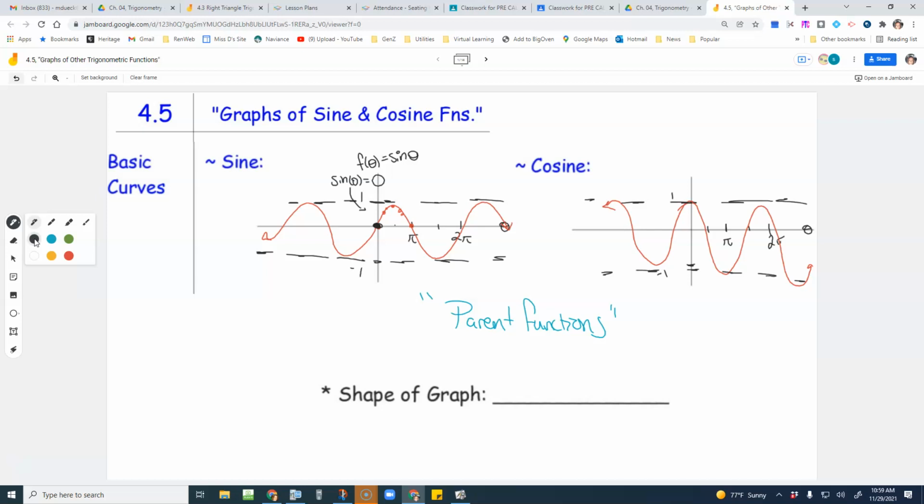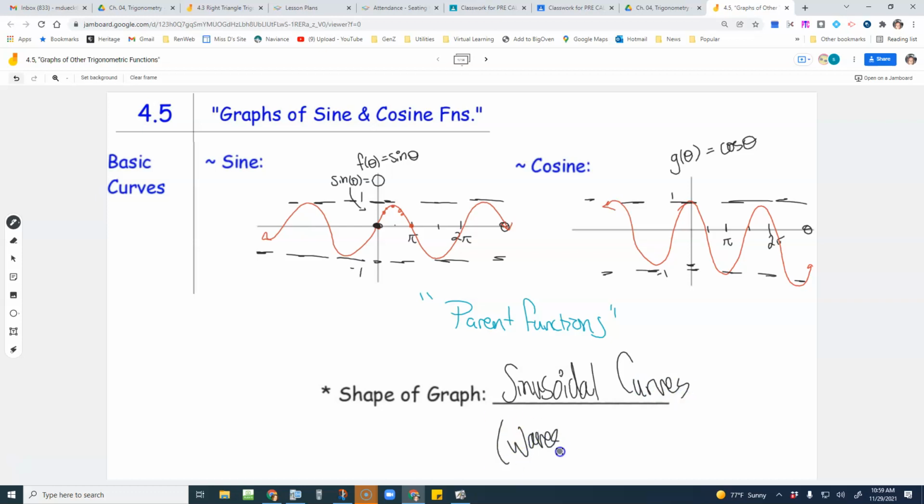It actually has more to do with that one than that one. Sine waves. Sinusoidals. Sinusoidal curves. You can think of them as waves. Of course, they are graphs, technically. Sinusoidal curves, sinusoidal waves, sinusoidal graphs.